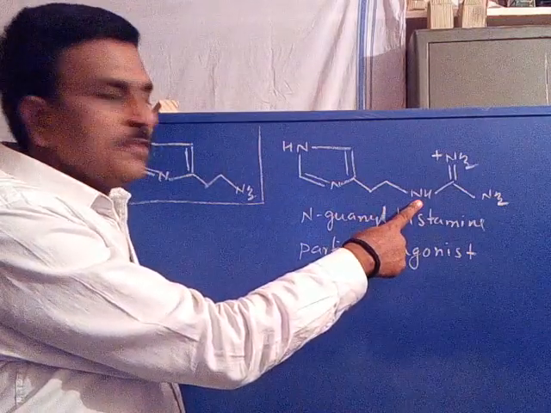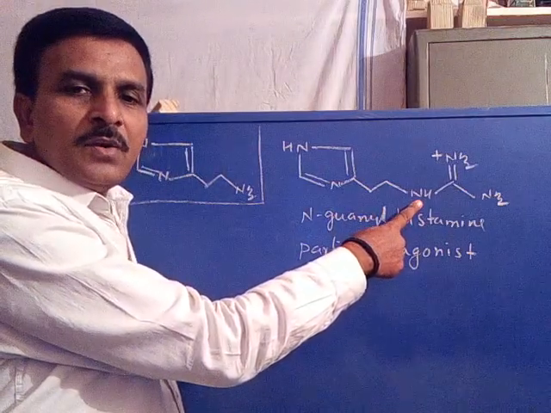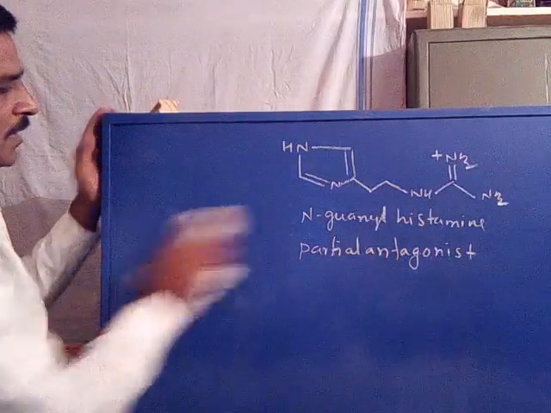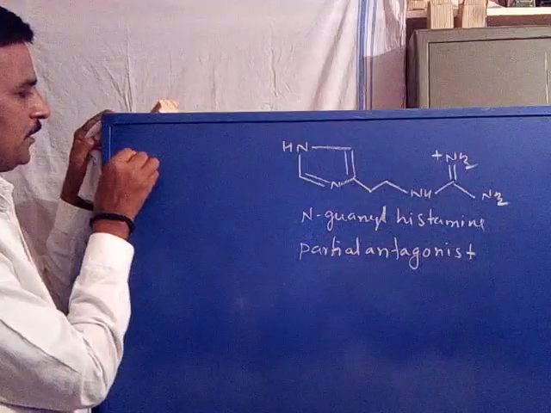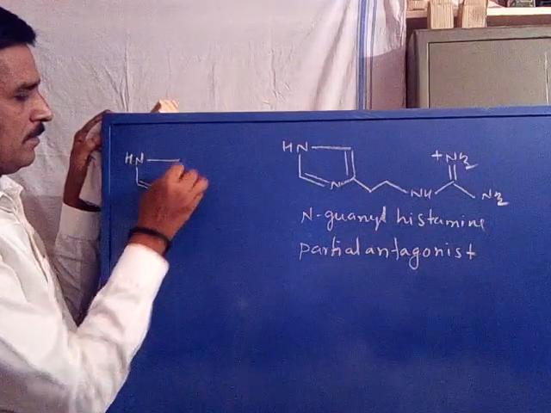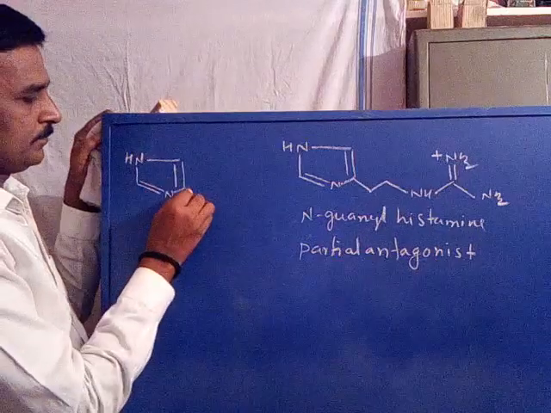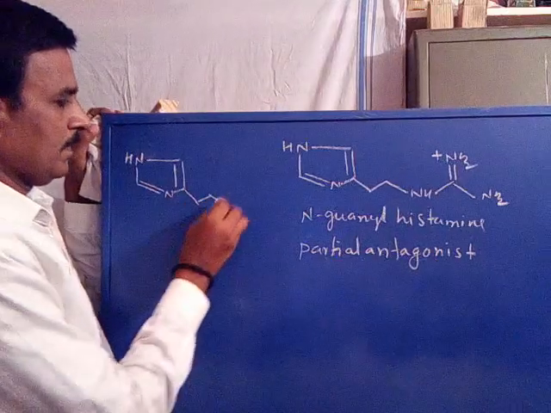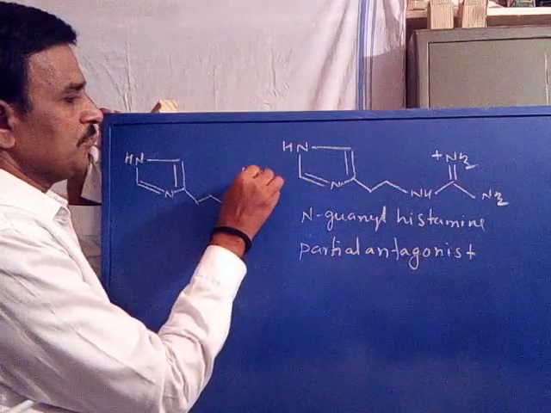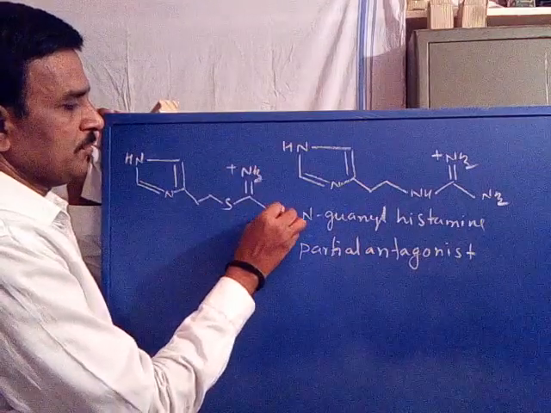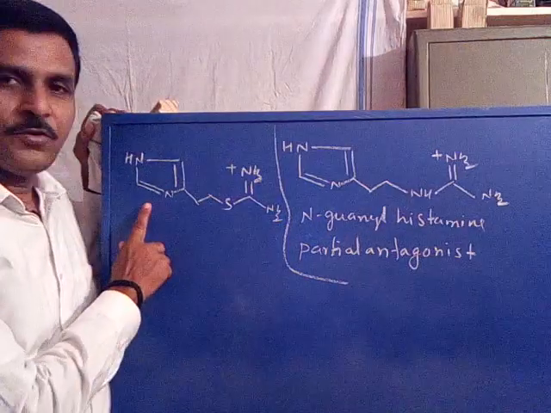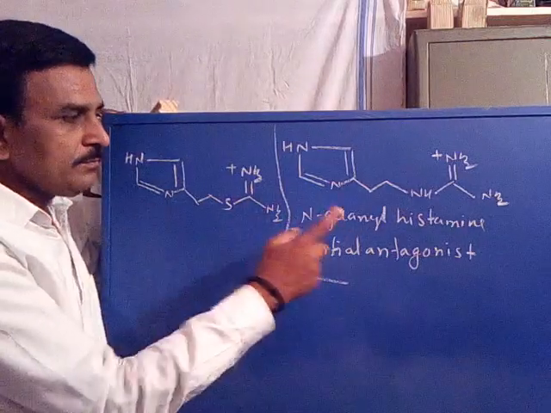Therefore, from N-guanyl histamine, to overcome its partial antagonistic activity, the NH group was replaced with sulfur to get the isothiourea derivative. Now sulfur here, double bond NH2, plus charge NH2. Now you see what is the difference.